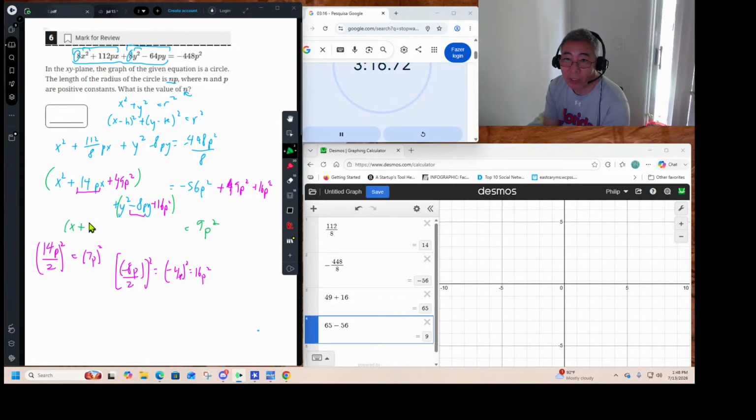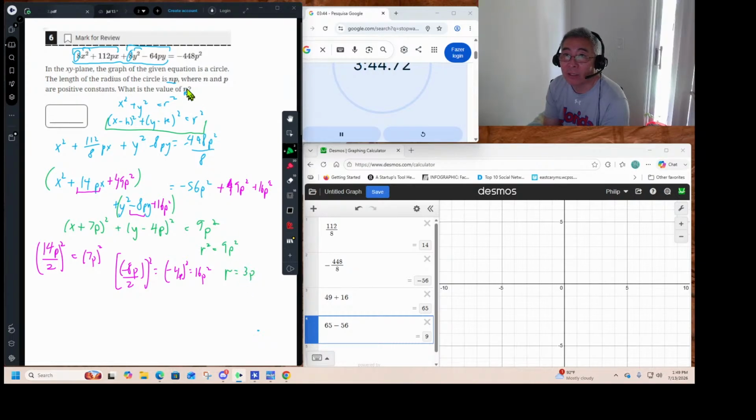We have (x + 7p)² + (y − 4p)². And now we have it in this form, right? So now we know that h is negative 7p, k is positive 4p, and we know that r² is 9p², and we know that r is equal to 3p.